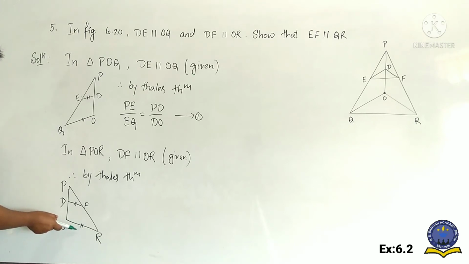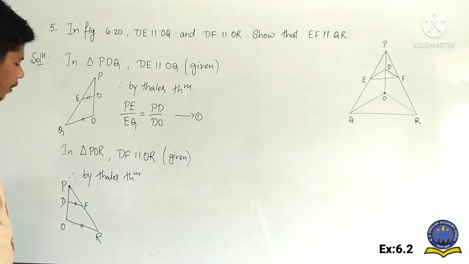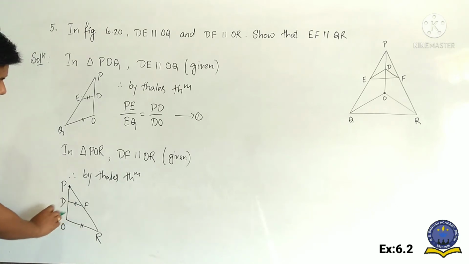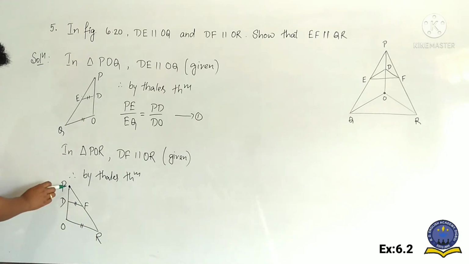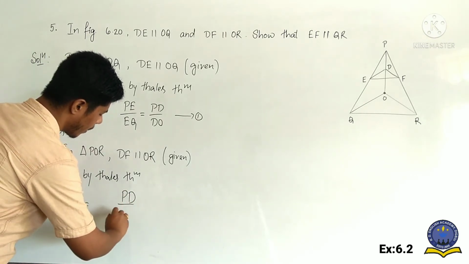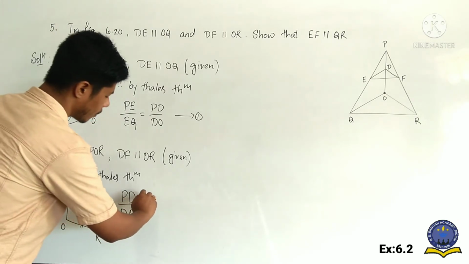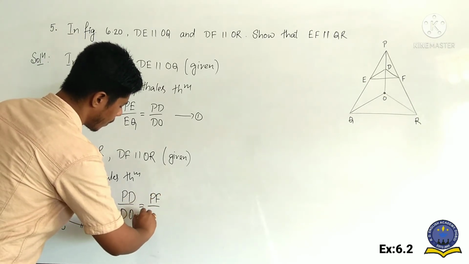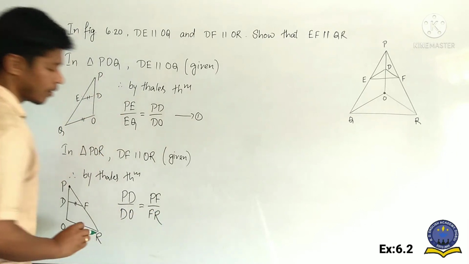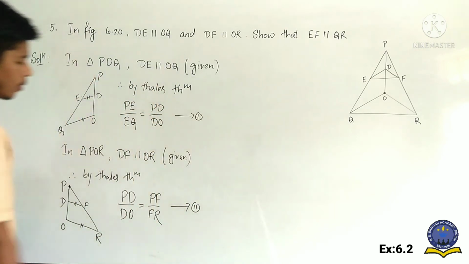The third side is this one, the opposite vertex is P, so we start from P. That means the other two sides are divided in the same ratio according to our Thales theorem, because DF is parallel to OR. So in this case we write PD by DO is equal to PF by FR. Is it clear? And we put this as equation number 2.